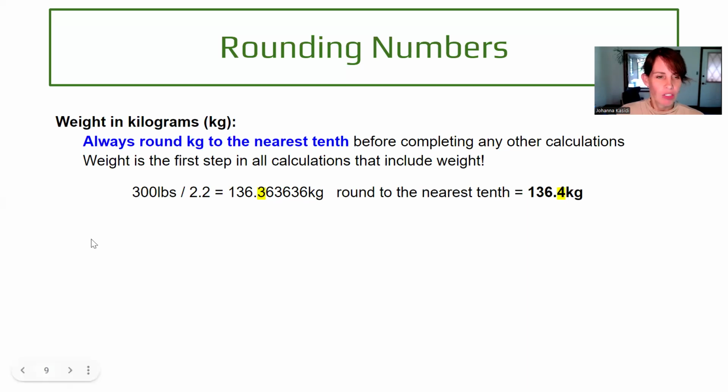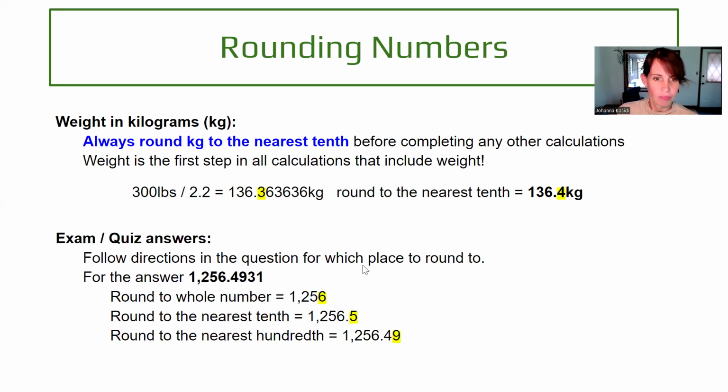And so if I did 300 pounds divided by 2.2, that equals 136.36, repeating. And this 36 goes on forever. So we are going to round this to the nearest tenth. This is the tenth place. The digit after it is a 6, which is a 5 or higher, so the 3 gets larger and becomes a 4. So 136.4 would be the correct answer for this.